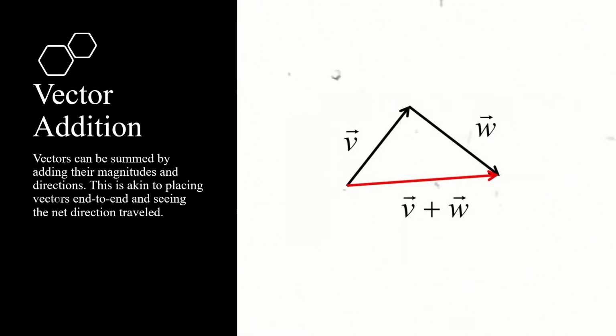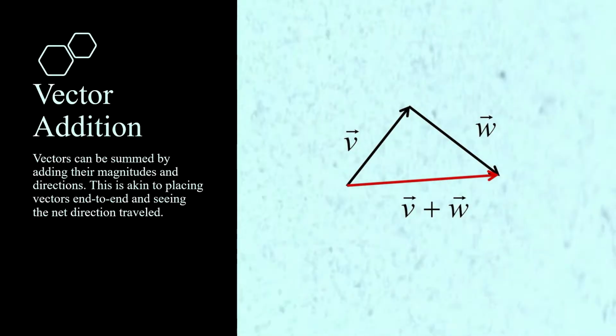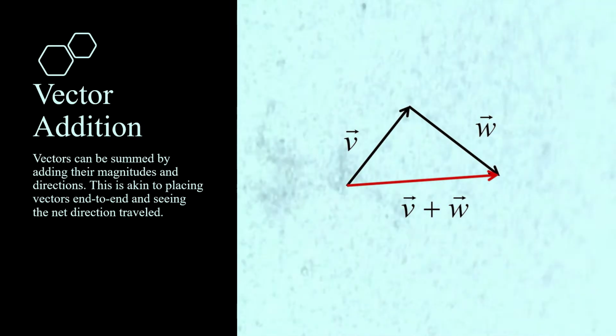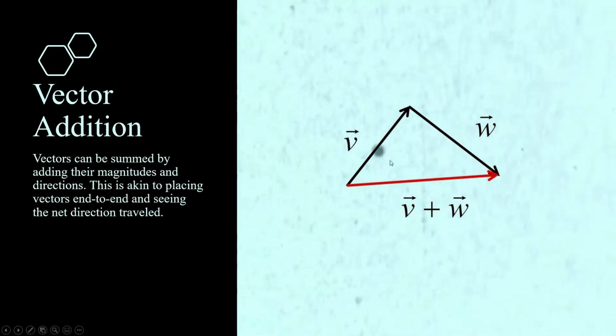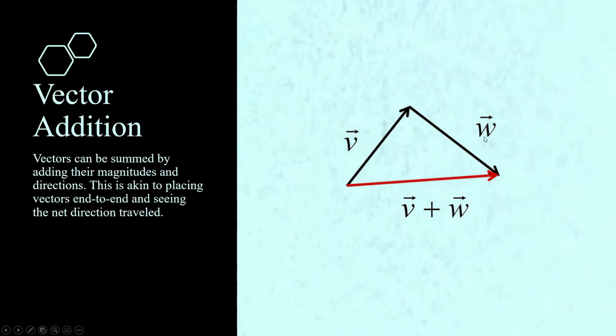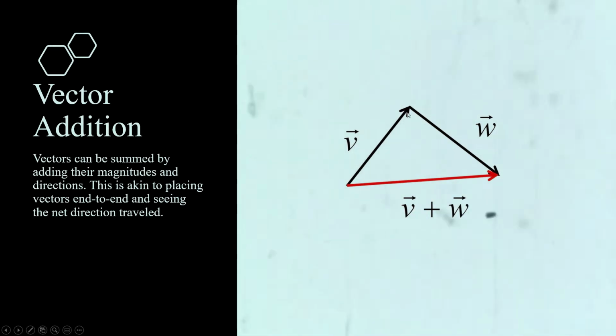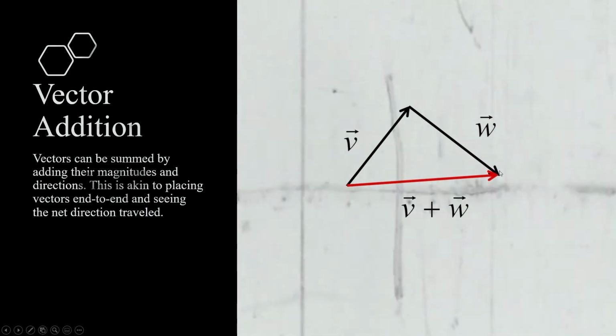Vector addition. Vectors can be summed by adding their magnitudes and directions. This is akin to placing vectors end to end and seeing the net direction traveled. So here we have the v vector here and the w vector here, and they result in the red vector that shows the net direction traveled. This was done by taking the v vector and placing the w vector at the very end of its tip.